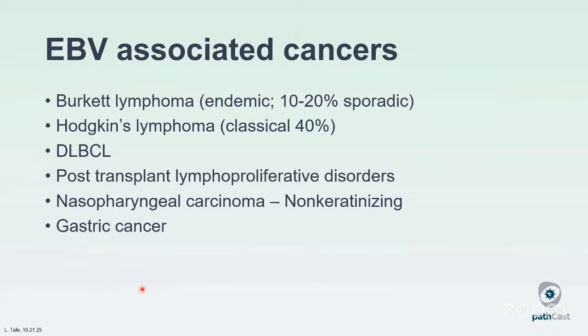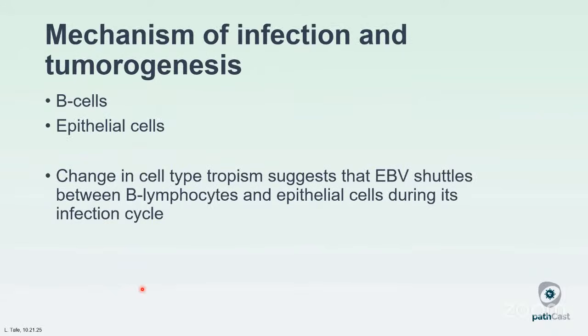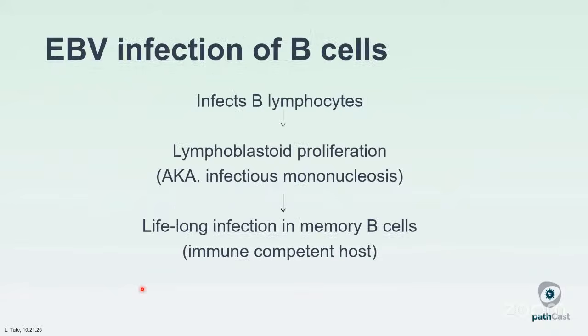So here is a description of a couple of the types of EBV-related cancers. So Burkitt lymphoma, we'll talk a little bit more about that. Hodgkin's lymphoma, diffuse large B cell, the post-transplant lymphoproliferative disorders, nasopharyngeal carcinoma, and also gastric carcinomas. So the mechanism of infection and tumorigenesis for EBV is it really likes B cells and epithelial cells. So the change in cell type tropism suggests that EBV shuttles back and forth between B lymphocytes and epithelial cells during its infection cycle.